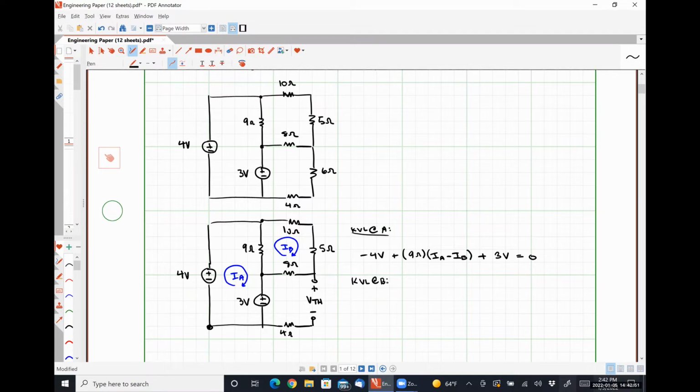We can now do KVL around mesh B. Abby, do you want to help me out on this one? All righty.